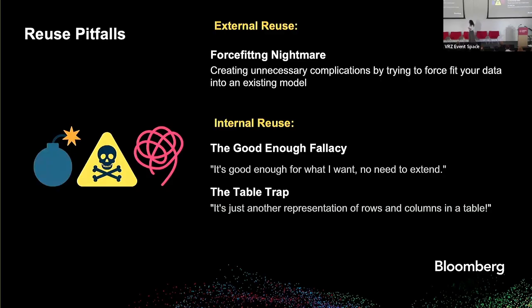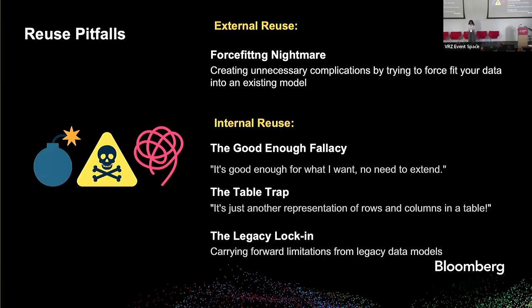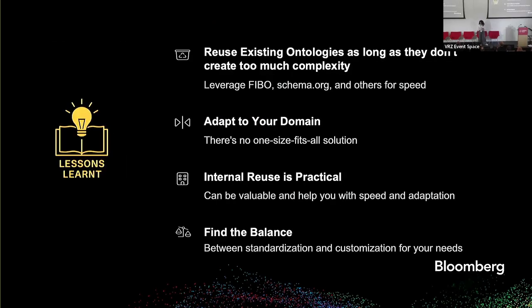The other thing is a table trap. And it'd be like, oh, so then your ontology is just another representation of the table, and you do not want to fall into that trap. You know, just, okay, if you're starting with the schema, it's okay, but be very clear from the very beginning. And the legacy lock-in, right? You do not want to be carrying forward limitations from the legacy system. So if you're reusing things from them, be very careful with that. So reuse as long as they don't create too much complexity, adapt to your domain. Internal reuse could be practical, and find the right balance.